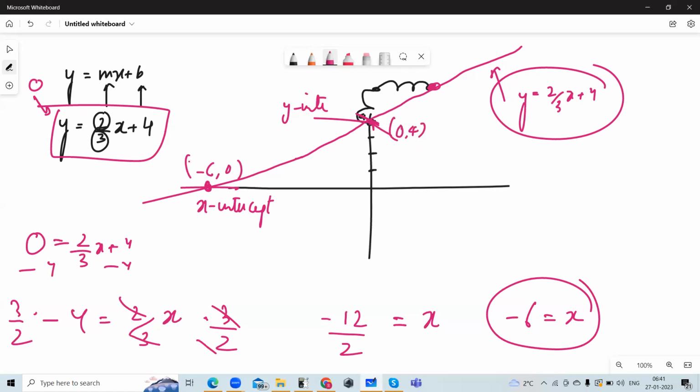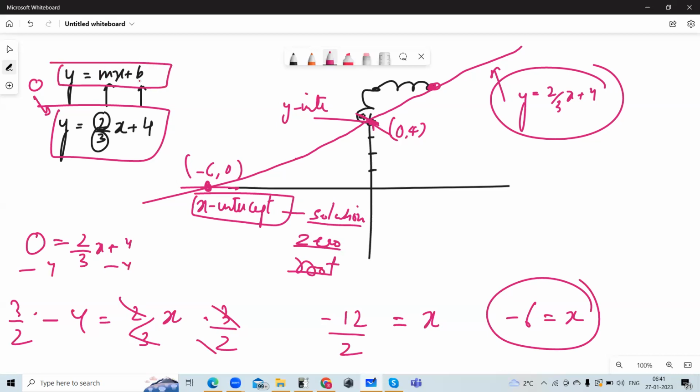So where the line cuts the x-axis, that's the x-intercept, and that's also called the solution. That's also called the zero. That's also called the root. So this is all related with the equation of a line. And why is a line created? Because the x is having the power of 1. Whenever x has the highest power of 1, then when you graph it, it'll be a line.